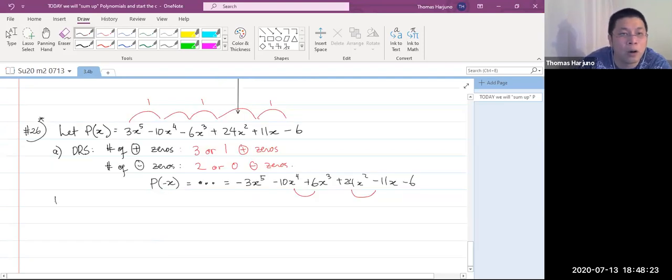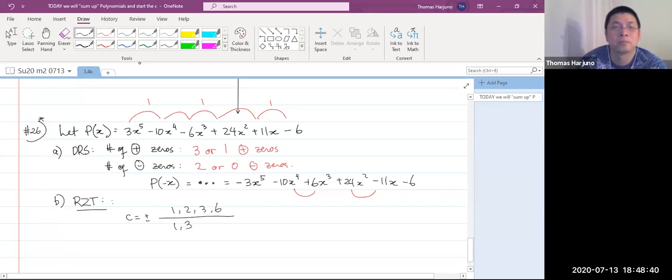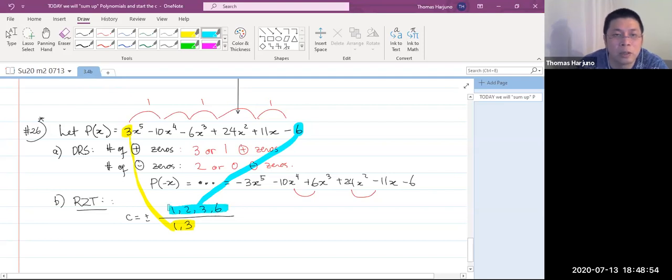Okay, now how about the rational zero theorem? According to the rational zero theorem, the possible rational zeros are a factor of 6 on the top and a factor of 3 on the bottom. Now you don't need to worry about the plus minus, because we already took care of that here. But I still need to spell it out, I need to write it down.